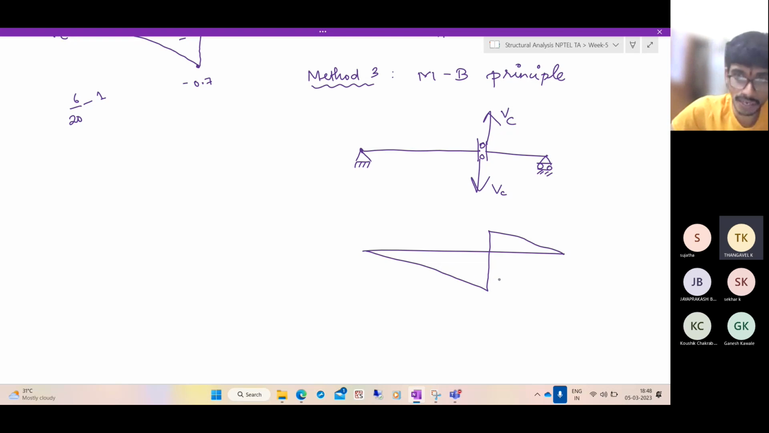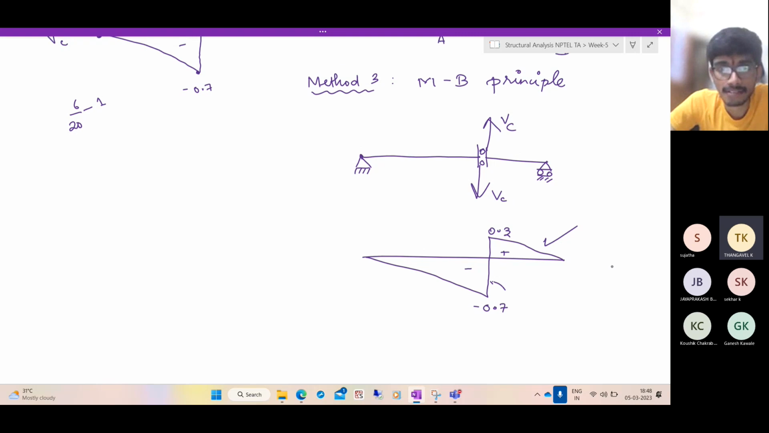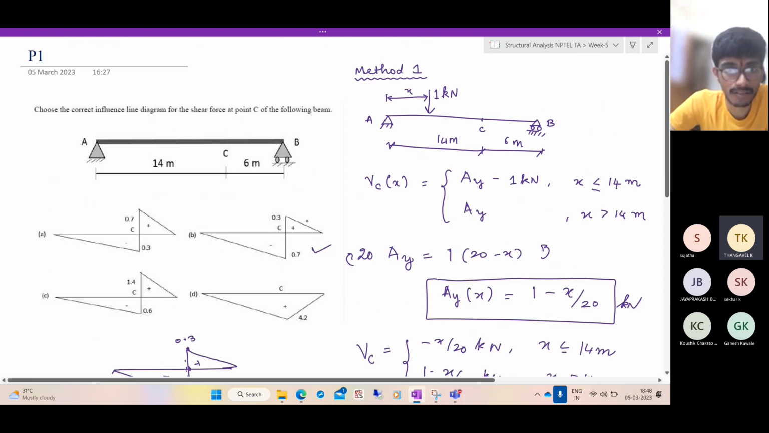These values you can determine as usual by applying a load. So that's just what we did. It is minus 0.7 and 0.3. So again, we are getting the same answer. So that is it. We have done the first problem. So option B is the right answer.